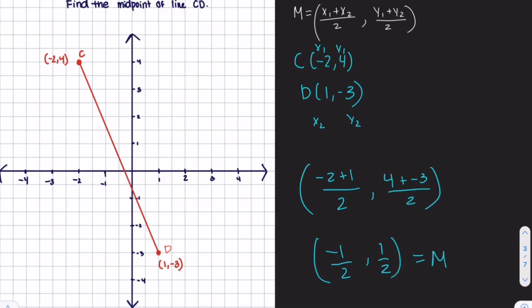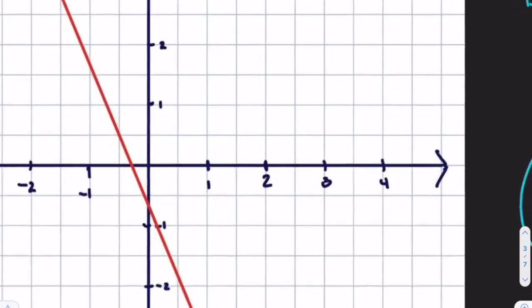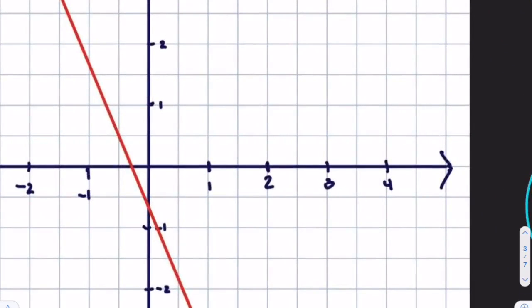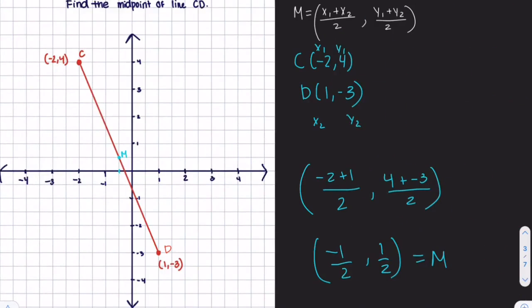That was pretty simple. In this case, it doesn't say to graph, but I'll graph just for the sake of this video. If the question says to graph, graph it. If it doesn't, you can graph it, you don't have to. So -1/2, 1/2. This is going by ones. This point is the halfway. So -1/2 would be right here, and we're going to label it M. So there's the midpoint of line CD.